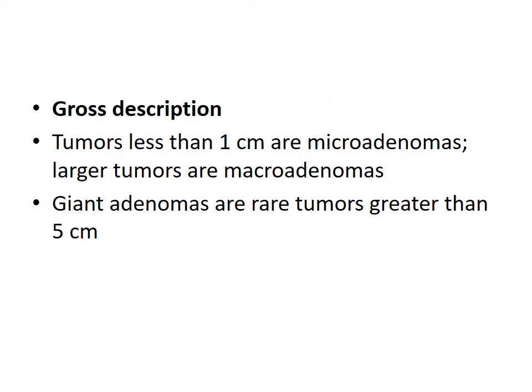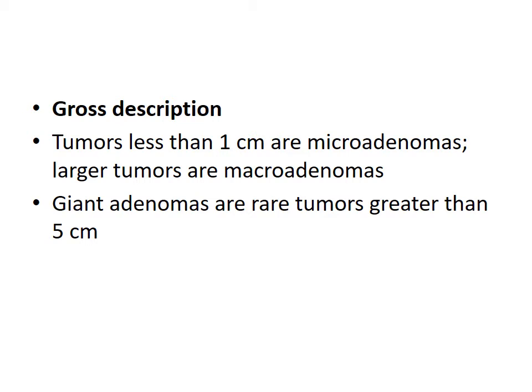Grossly, as we classified on the basis of size, if the size is less than 1 centimeter, it's a microadenoma, and if the size is more than 1 centimeter, then it is a macroadenoma. Giant adenomas are rare tumors that exceed 5 centimeters in size.